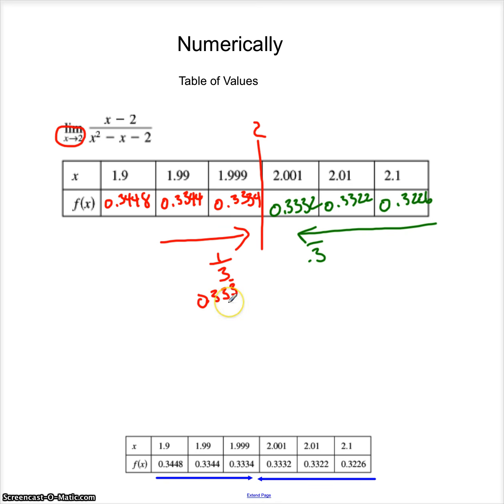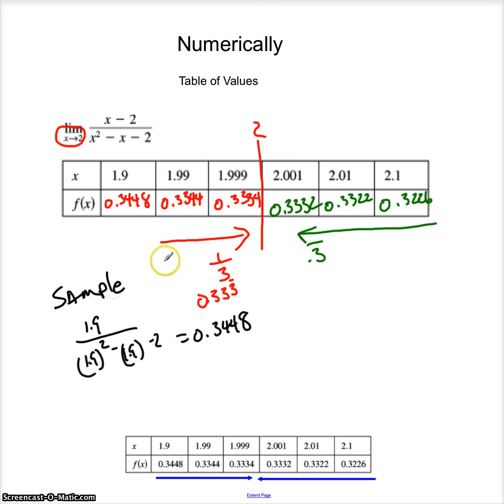Now, when you do this, you'll notice I didn't write down each and every step. I could have put 1.9 divided by 1.9 squared minus 1.9 minus 2 is equal to 0.3448. That is incredibly tedious. A lot of times you'll be doing this on your calculator, particularly when we're dealing with numbers getting this small. So basically what you're going to want to do is to write out a sample problem. This is your sample. And then you can do the rest of them on your calculator.